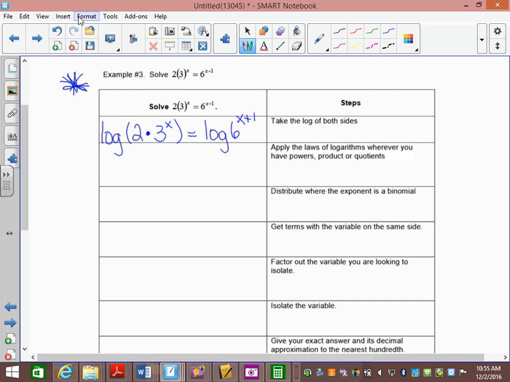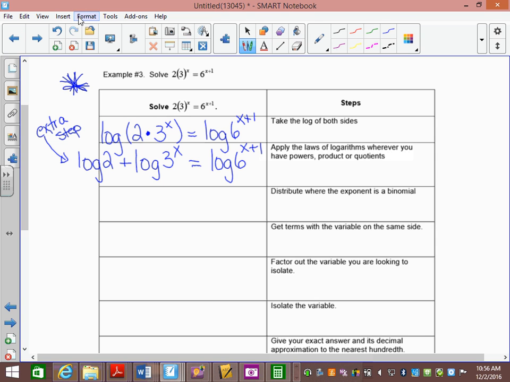From yesterday's lesson, if I have a multiplication in between, how can I separate them? Add them. So we're going to get log 2 plus log 3 to the x equals log 6 to the x plus 1. This is the extra step compared to if you don't have that extra little 2. This is what makes it that little bit harder. Okay? This is the step that everyone forgets.